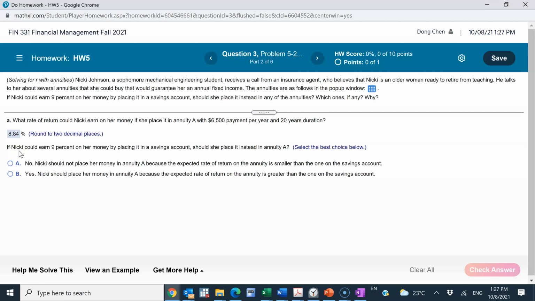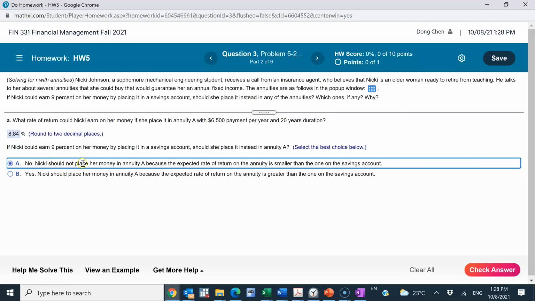If Nikki could earn 9% on her money by placing it into a savings account, should she place it instead in the annuity? So obviously here, since the annuity gives a return of only 8.84%, but this alternative savings account can give her 9%, obviously she should not place her money in annuity A, because the expected rate of return on the annuity is smaller than the one on the savings account.